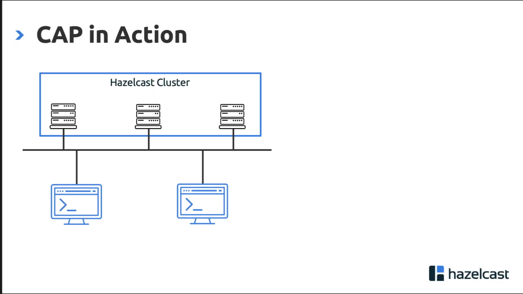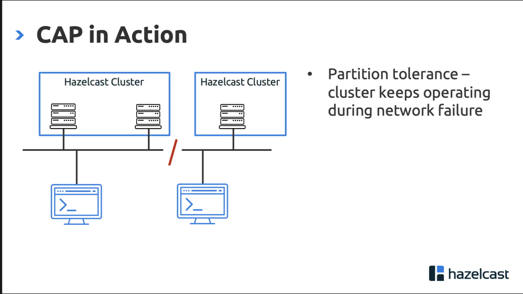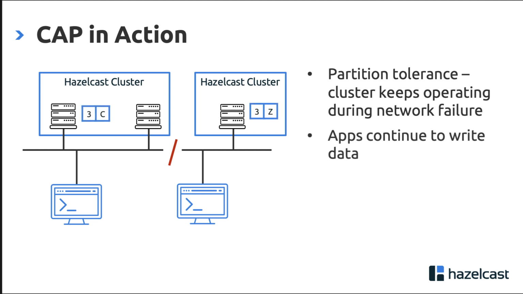Let's look at this theory in practice. We have a cluster of 3 members being accessed by 2 different clients. Under normal operations, both clients are reading and writing data to the cluster. If there's a network failure, the P in CAP says that the cluster keeps operating, even in a partitioned state. The clients are unaware of any issue with the data store, so they continue to write and read data normally. This can lead to data being out of sync between the partitioned cluster members.